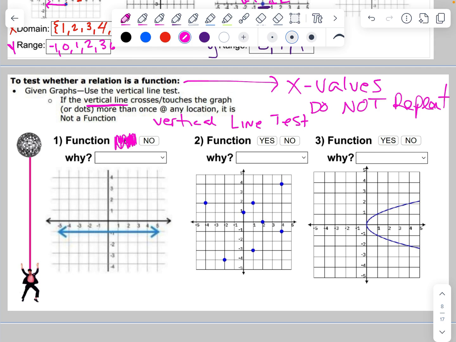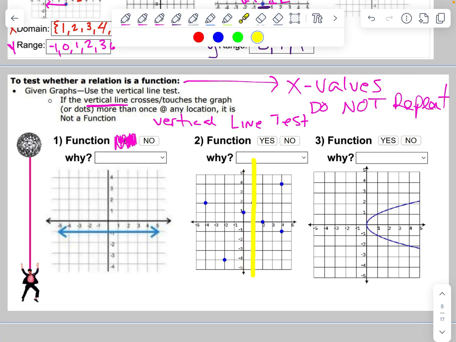And then do the drop down and see if you can figure out what the reason is. It should say something about like the vertical line only touches the graph once, okay? Now, going back to, I've got my vertical line. It's going to be a yellow highlight this time. So see, when I put that vertical line there, I only touch one dot.